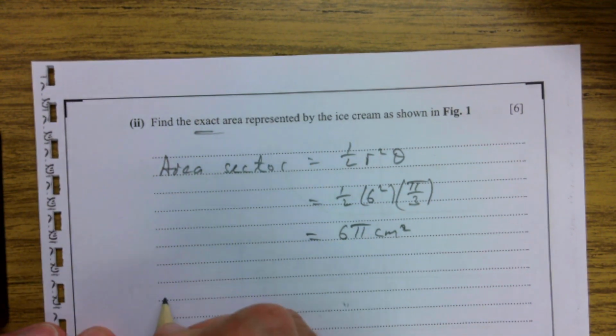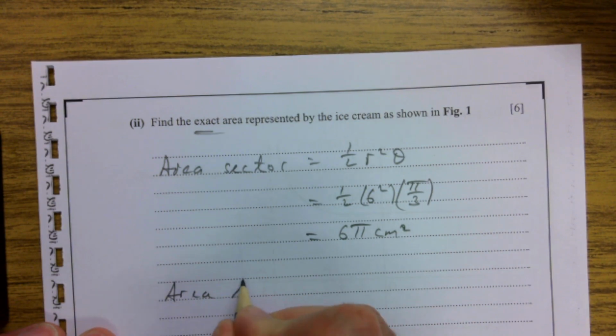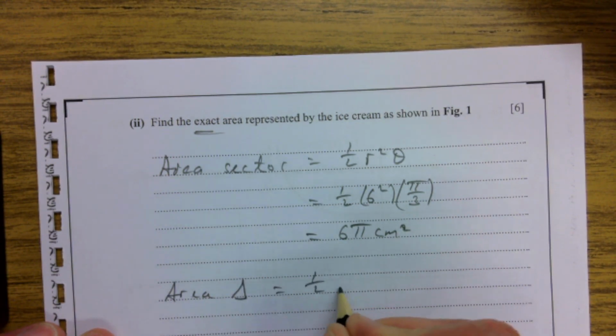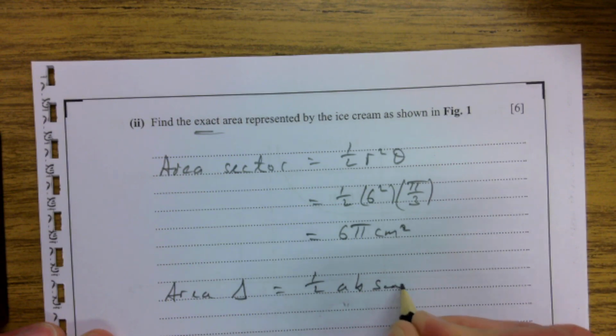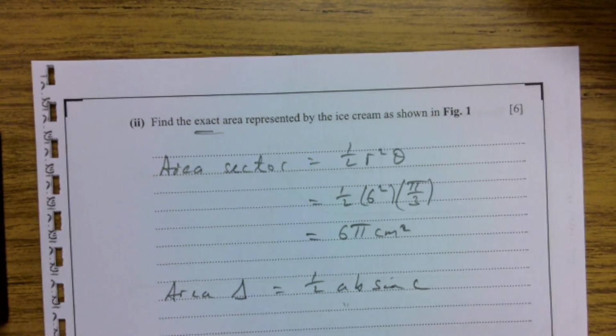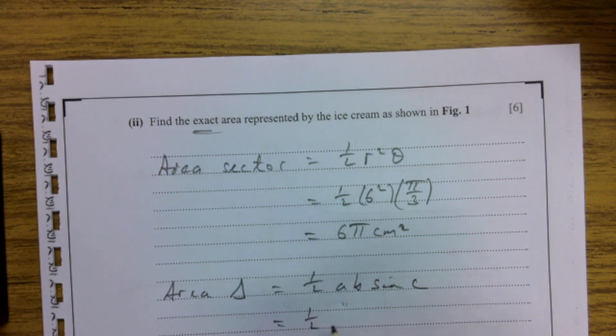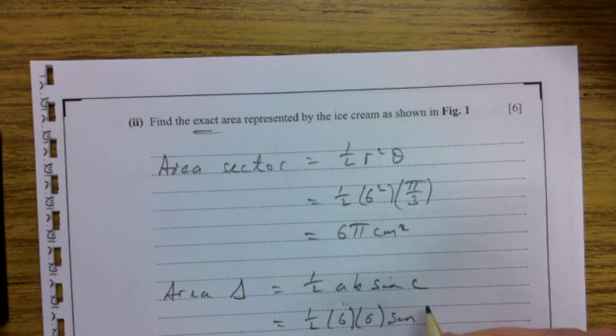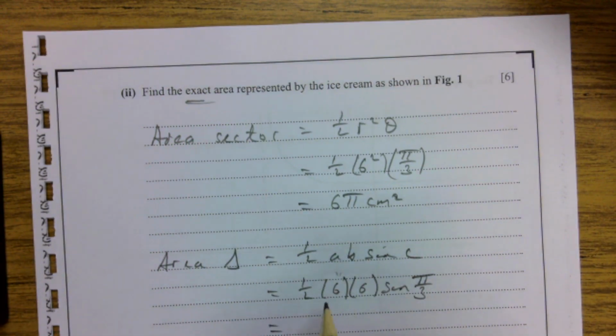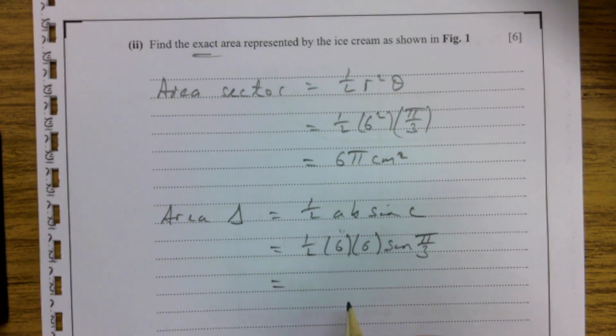The area of the triangle then is a half ab sine C, or whatever way you're working it out. So it's going to be a half times 6 times 6 times sine pi over 3. So that's going to be 18, and then this is going to give me root 3 over 2. Again, you'll just stick that into your calculator and get an answer out, but it ends up giving you 9 root 3.